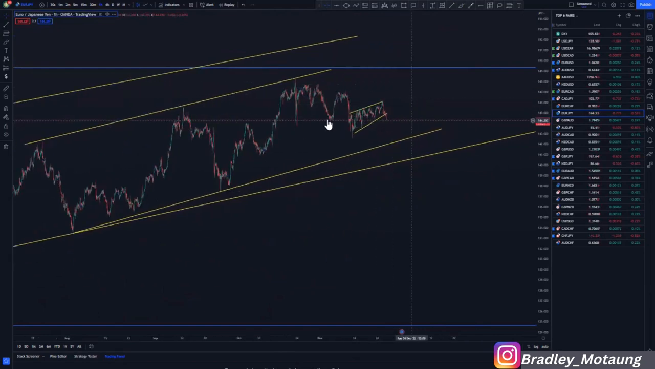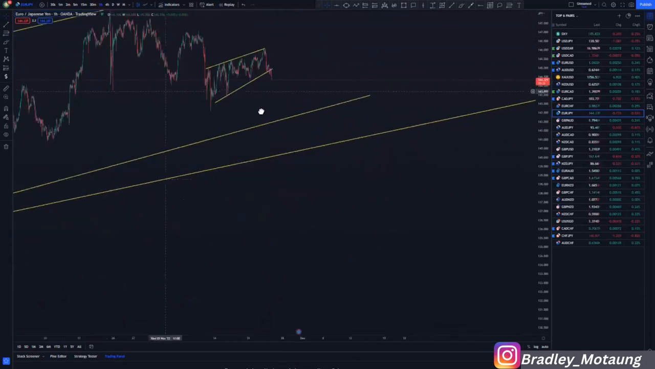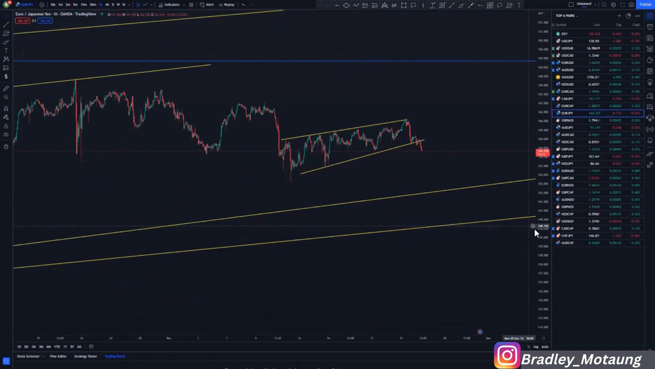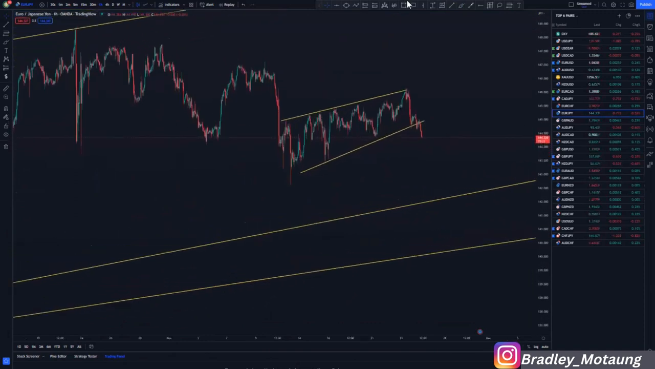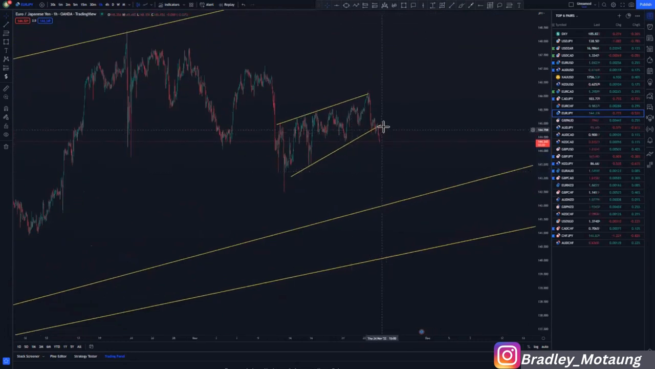And then this corrective move here, it's not going to work out. I don't think it will work out just because it's covering all the momentum that we had around here. Now let me just do this and show you something. As you can see here, I think we can just wait for a clear corrective move at this point here.